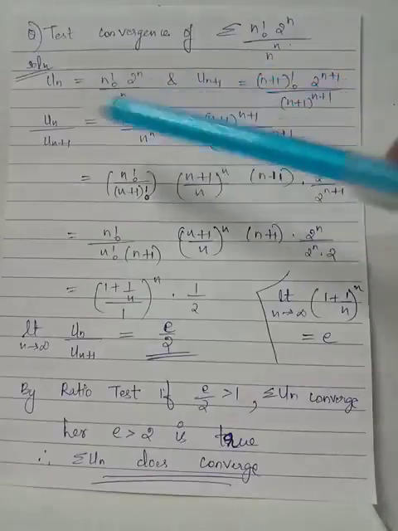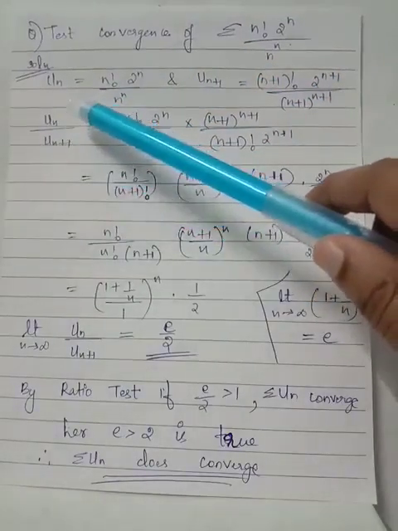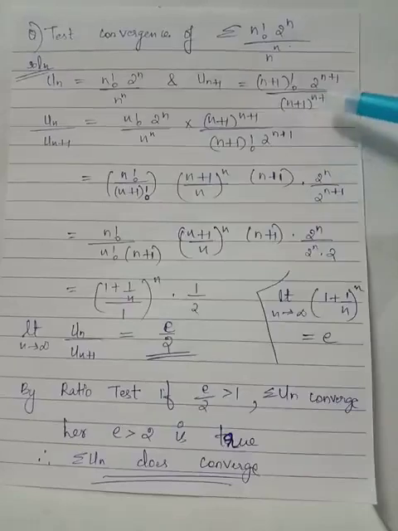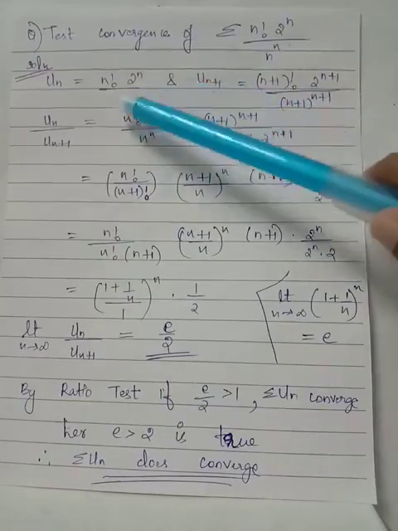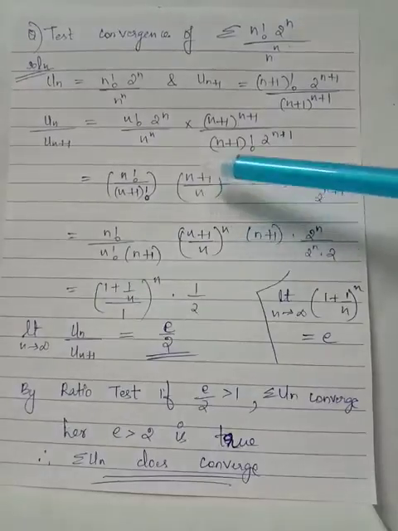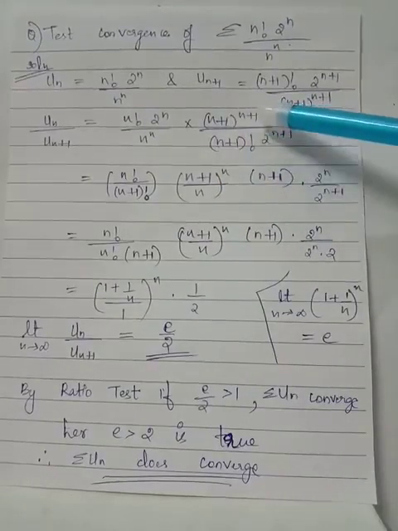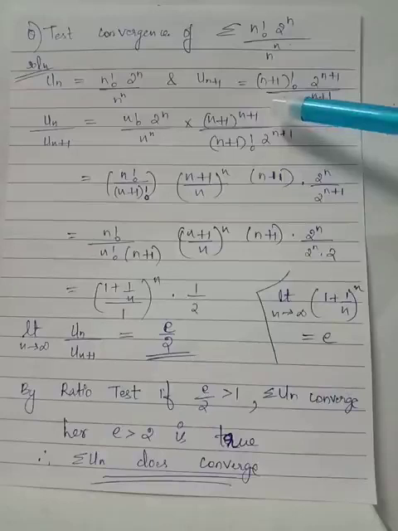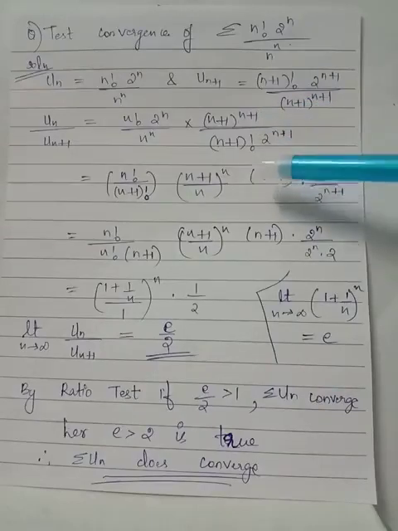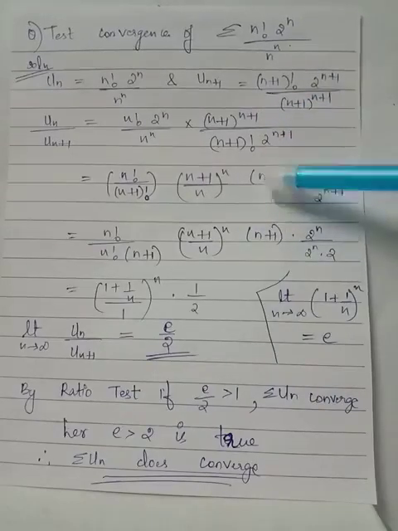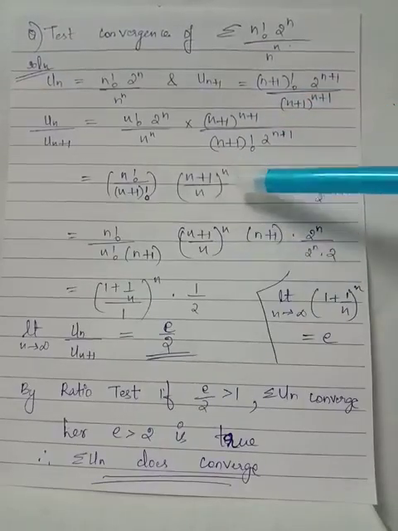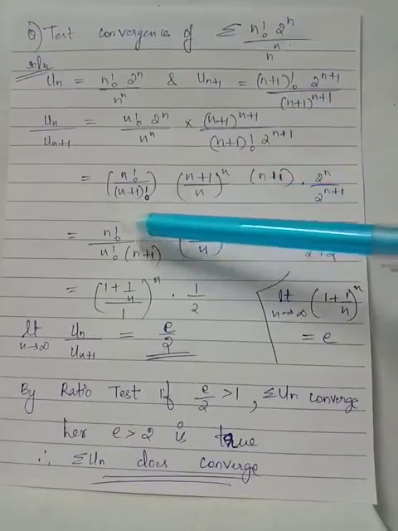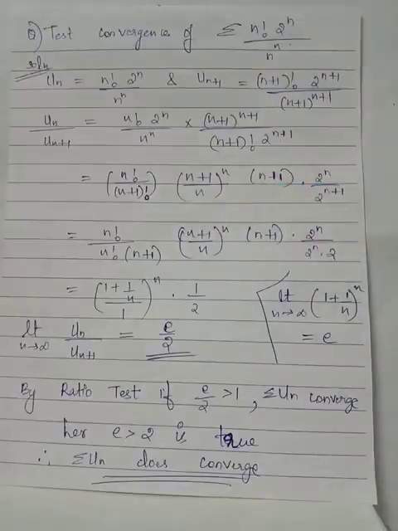Since un plus 1 appears in the denominator for the ratio un by un plus 1, n plus 1 the whole raised to n plus 1 will appear in the numerator and n raised to n will appear in the denominator. We can rewrite n plus 1 the whole raised to n plus 1 using the exponential law as n plus 1 the whole raised to n into n plus 1. So we have grouped all the terms which have similar fashion.